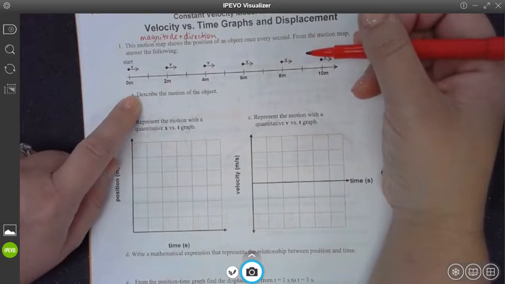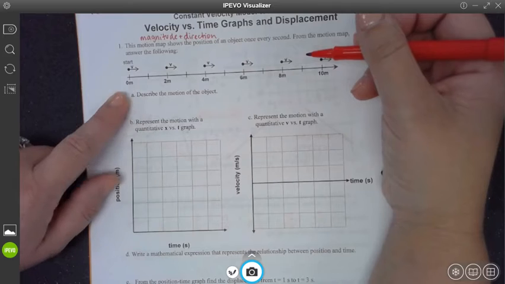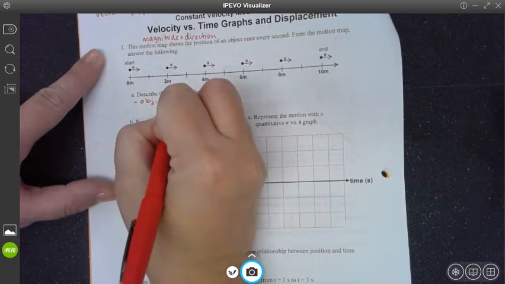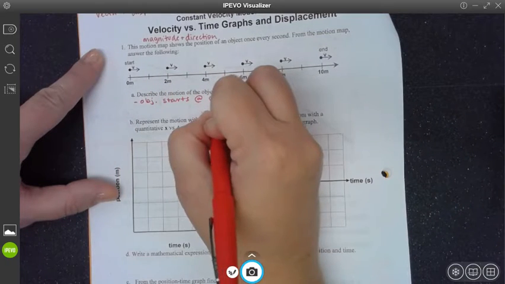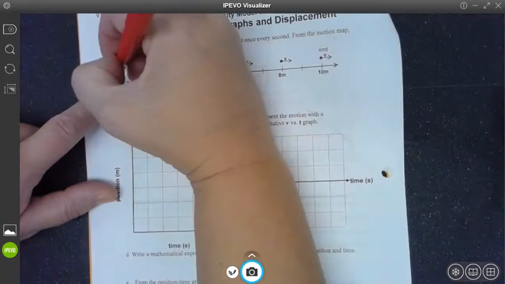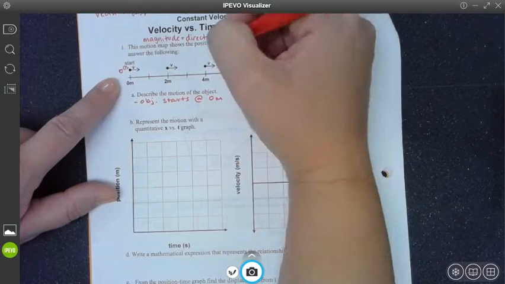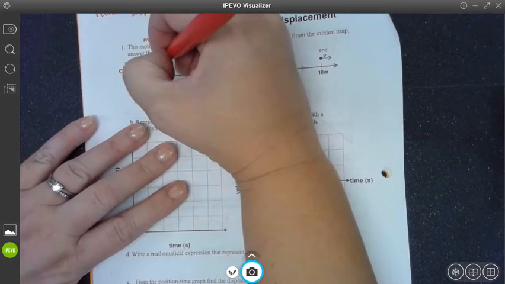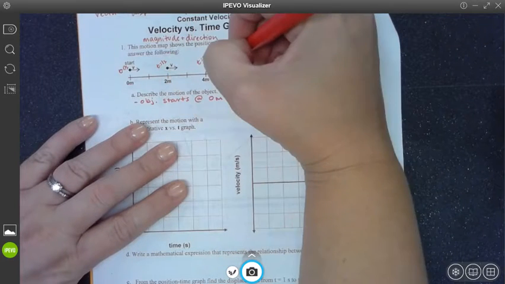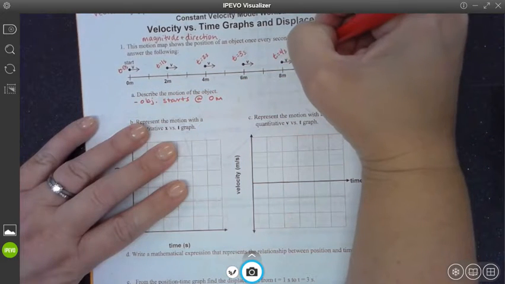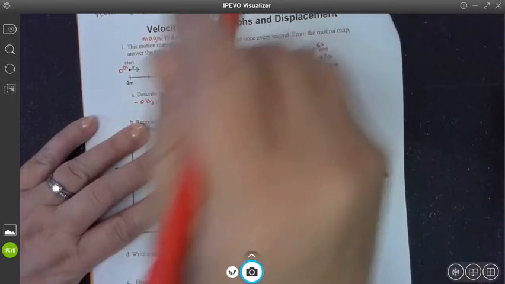So here it says describe the motion of our object. So remember, for descriptions, the first thing we want to say is where our object starts. So I'm going to say object starts at 0 meters. And then our object is moving with a constant velocity. And we can look at this and figure out what that velocity is. I'm going to go ahead and label these with times. This first one is time equals 0 seconds. Remember, don't label that 1 second, label it 0. Second one is t equals 1 second, then t equals 2 seconds, t equals 3 seconds, 4 seconds, t equals 5 seconds.